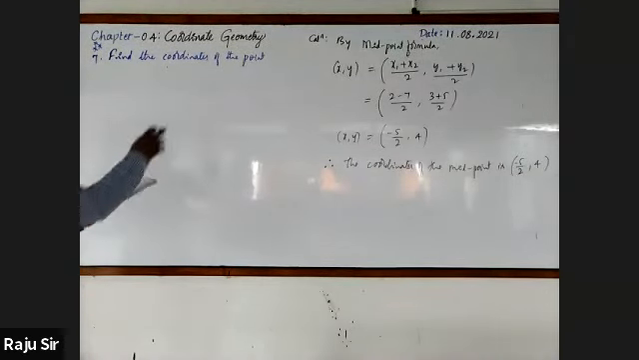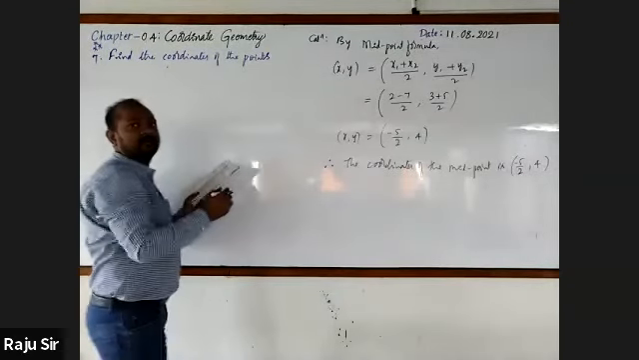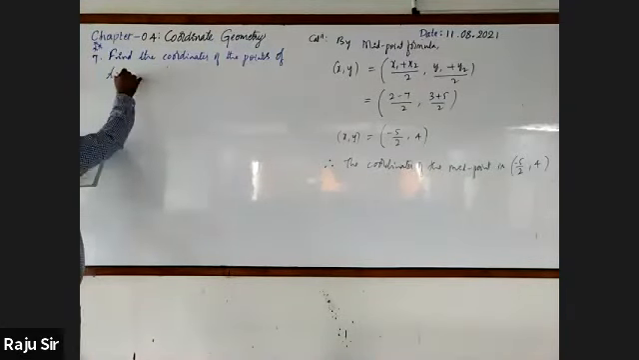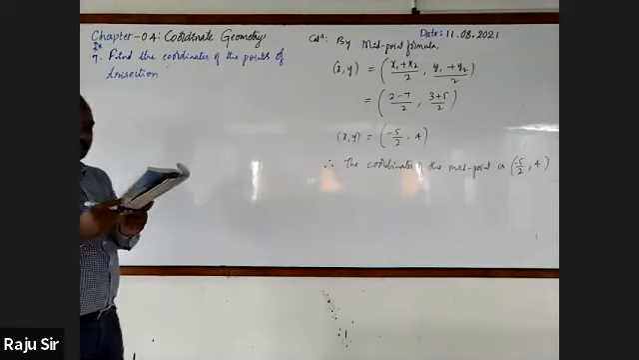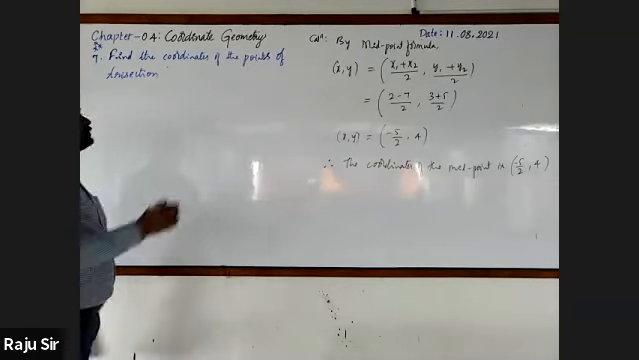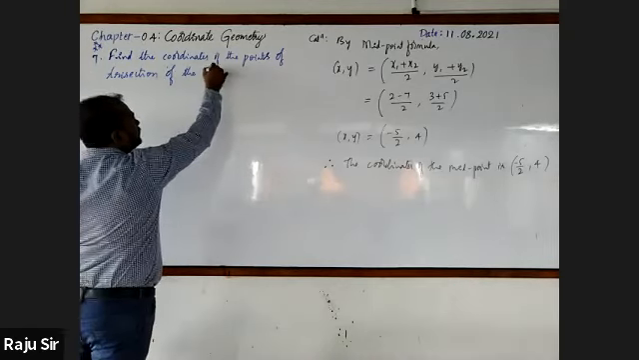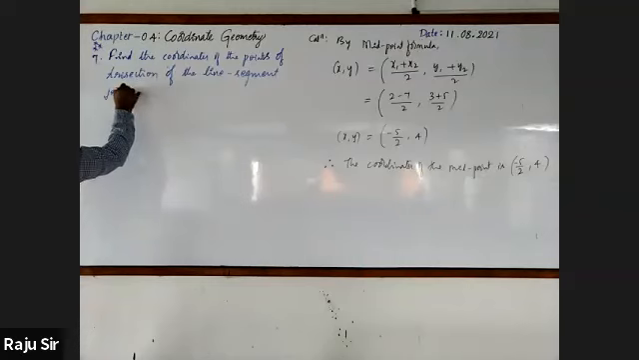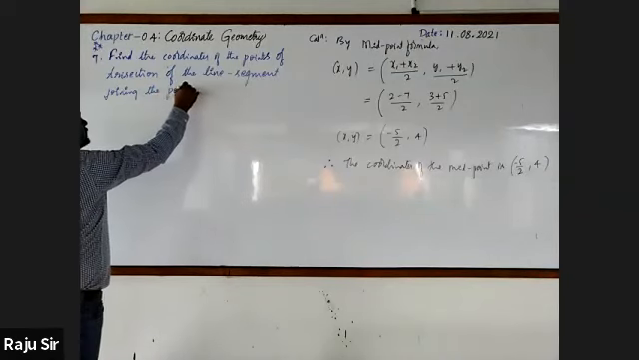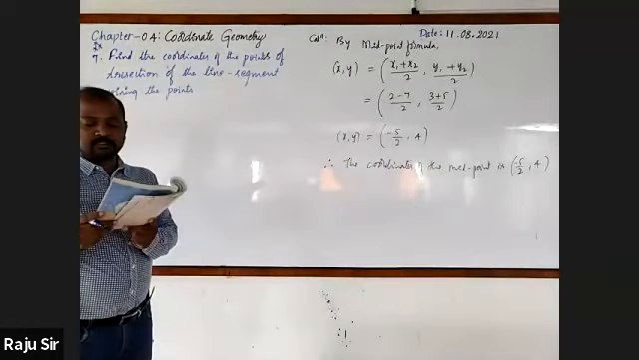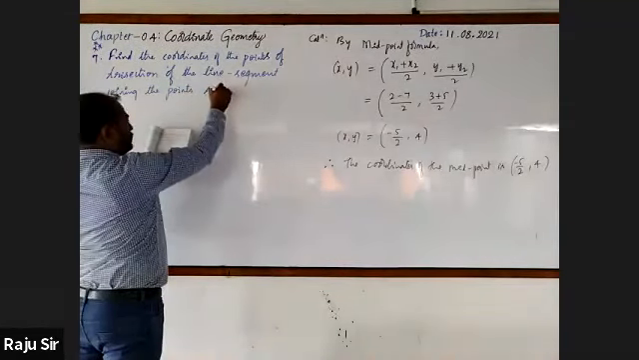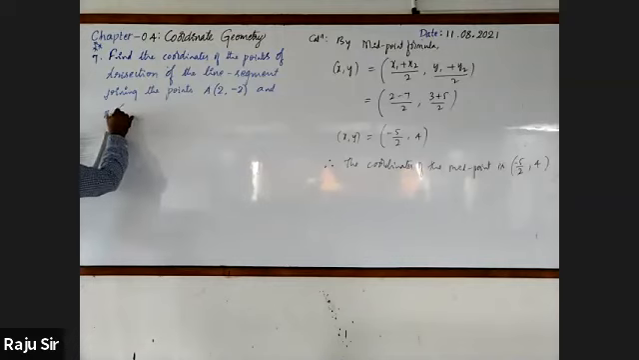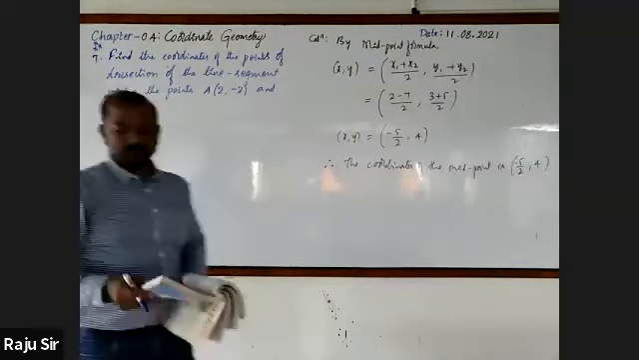Find the coordinates of the points of trisection of the line segment joining the points A of 2 comma minus 2 and B of minus 7 comma 4.